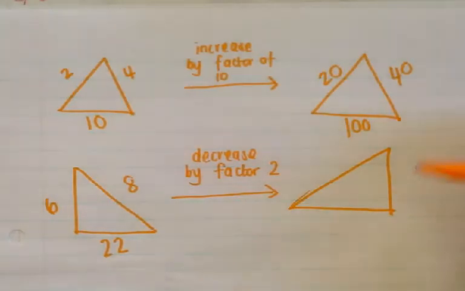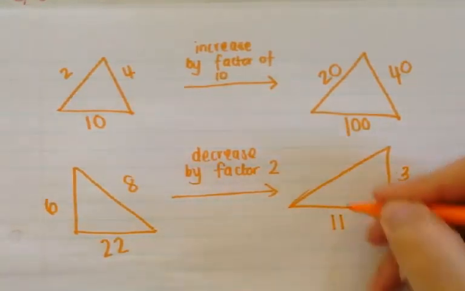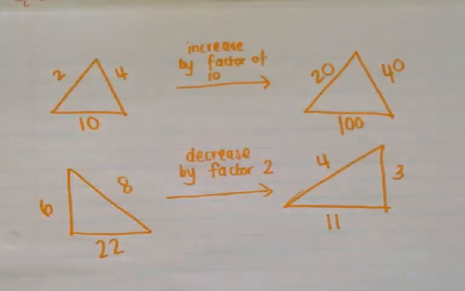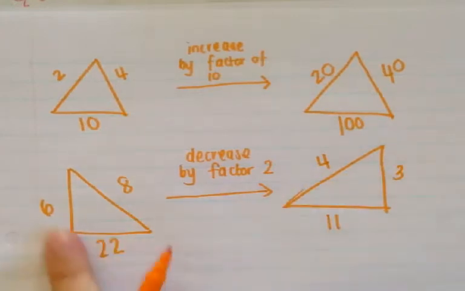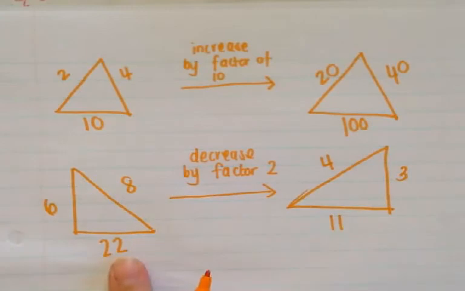Okay, so this line on the right-hand side, what value do I have there now? The value at the bottom? And the skew line? So we said 8 divided by 4 with the corresponding side. 6 divided by 2 with the corresponding side. And 22 divided by 2 with the corresponding side.